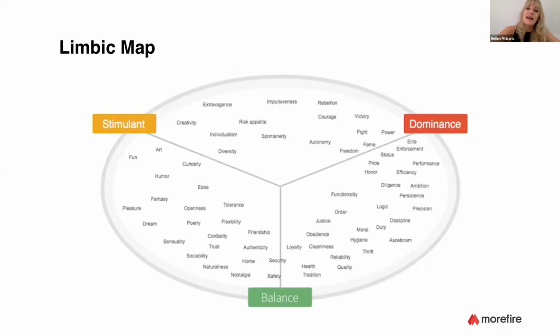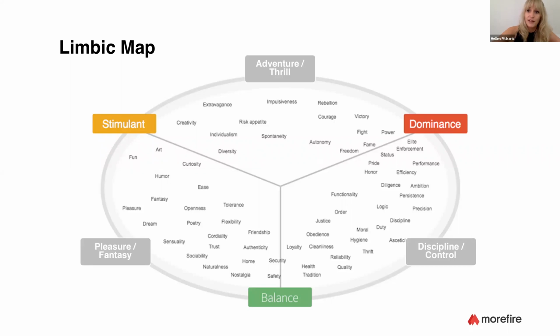Because, of course, you're right. B is dominant. Here we see the emotion systems arranged in the Limbic Map, so they blend smoothly into each other, and in the areas where they overlap, there are mixed forms. Between stimulant and dominance, we have the area of adventure and thrill. These people are extremely willing to take risks, always looking for the next big thrill. Between dominance and balance, we have the area of discipline and control. People located here are extremely responsible, very well organized, very structured. And between stimulant and balance, we see the area of fantasy and pleasure. These are people who are very open, like to be in company, and enjoy the good things in life, for example good food, wine, of course, music, art, and so on.